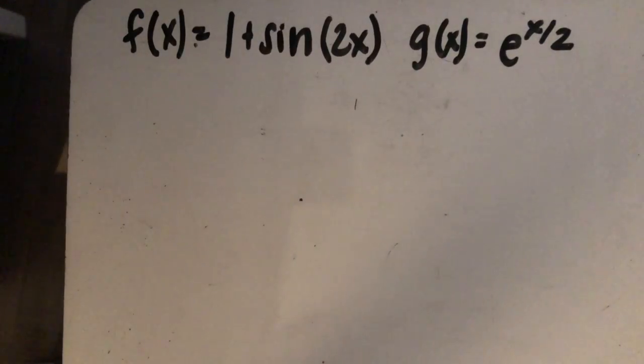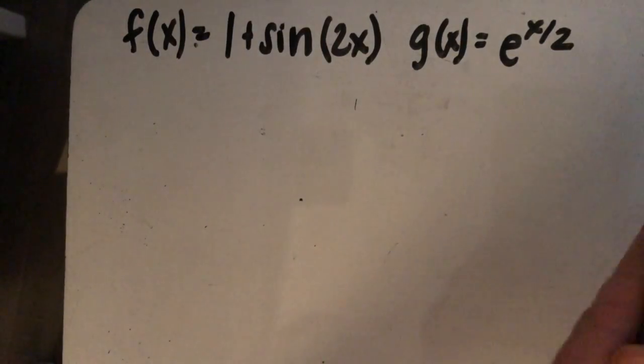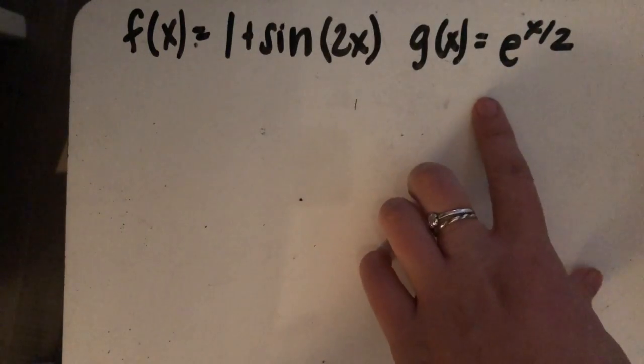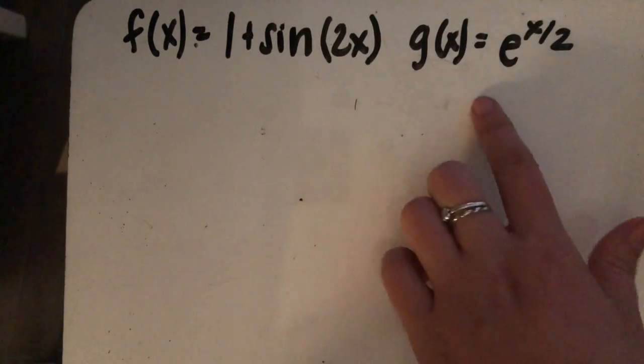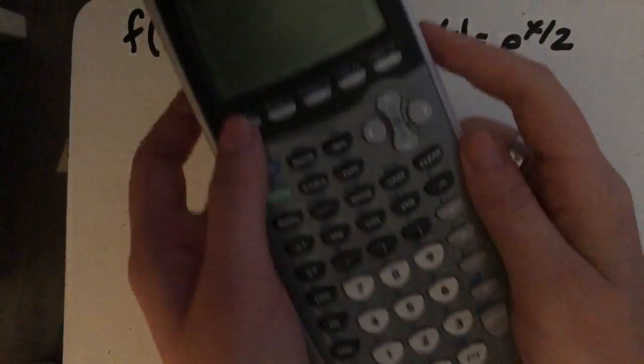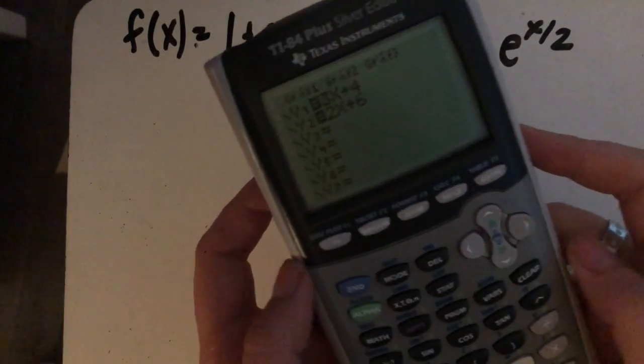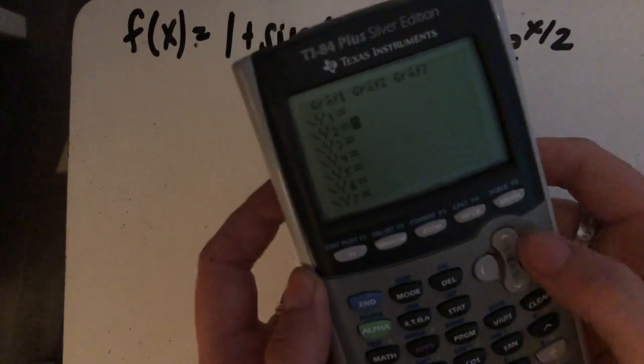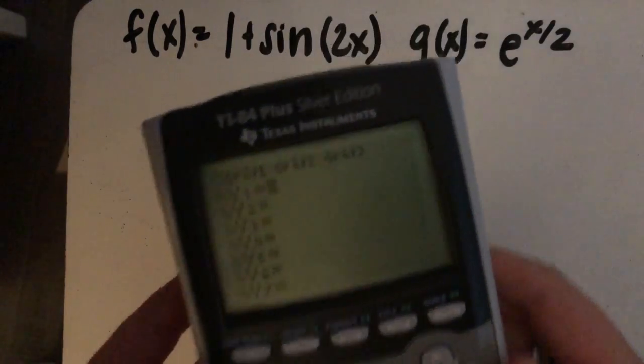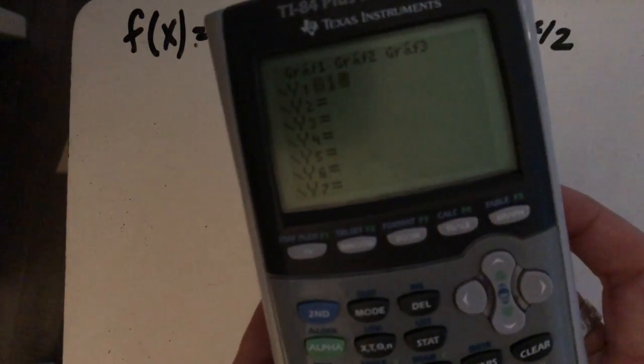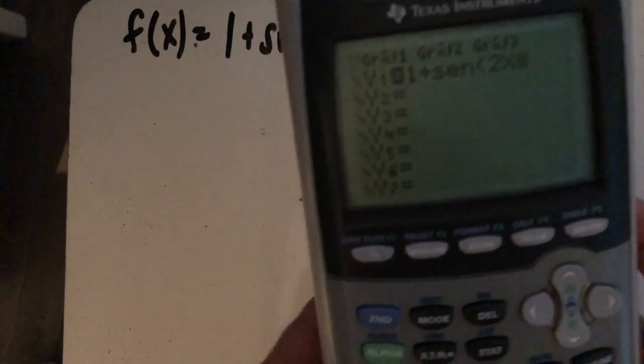We've made it to number 3, and this one is a calculator problem. So I'm going to grab my calculator. We've got these 2 right here. I need to first figure out where those intersect, and I need to get a good picture of this. So I'm going to go to y equals, and then I'm going to clear those out. And in y1, I'm going to type this first equation, so 1 plus the sine of 2x.